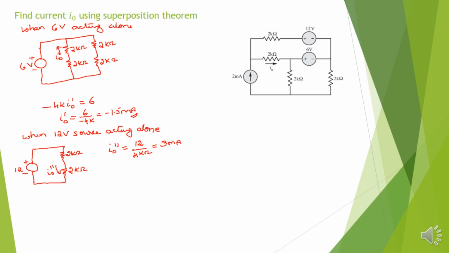Now, when the 2 milliamps current source is acting alone, so what happens to the network?